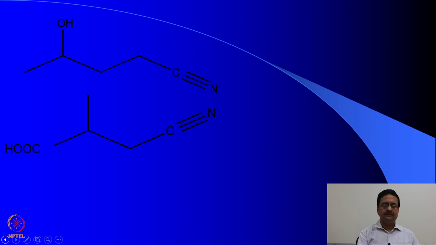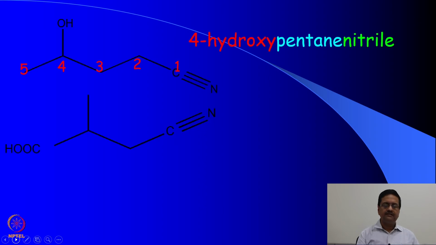But now, when we have molecules like this, where you have hydroxyl group and cyanide, or carboxylic acid with a cyanide group, we first name them, number them, find the longest chain and apply the numbers, and then try to write the name. So, in this case, the first case you have hydroxy group at position 4. So, we write it as 4 hydroxy pentane nitrile.